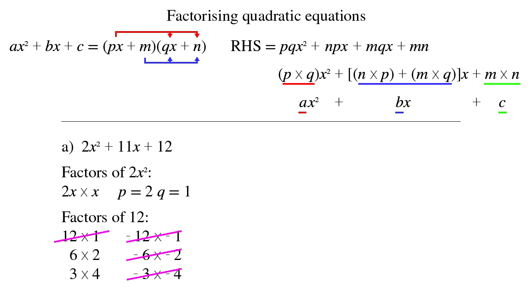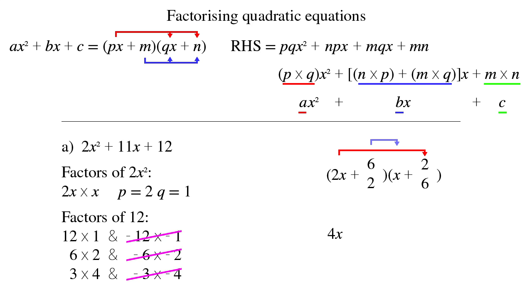What about 2x plus 6 or 2 times x plus 2 or 6? Well, for the first choice, that is 6 in the first bracket and 2 in the second, my middle term is 2x times 2 plus 6 times x, which gives me 10x. And that's not the right middle term. What about the bottom choice? Well, for a middle term there, I get 2x times 6 plus 2 times x, which is 14x. Again, it's not the right choice, so neither of these is the right factorisation.